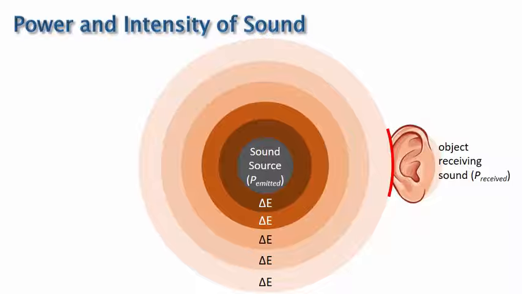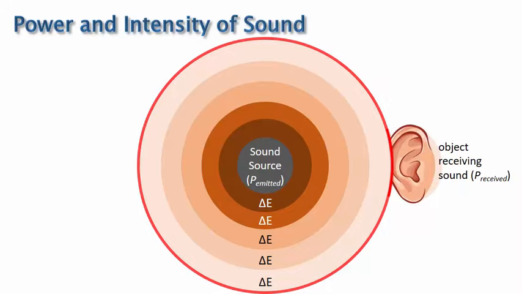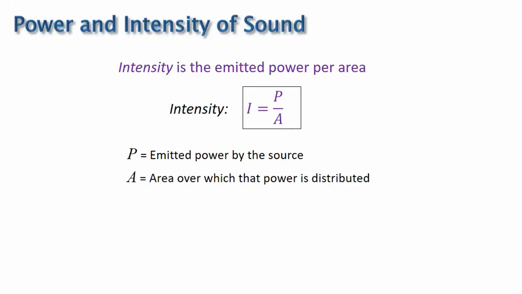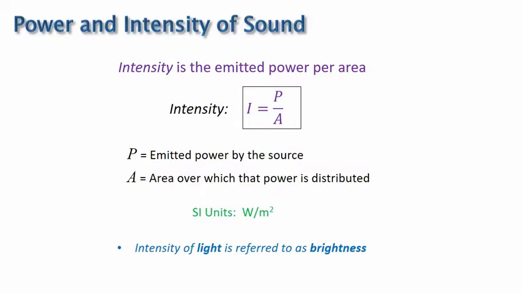The term intensity refers to how much the emitted power is spread out over an area such as this. So we define intensity as the emitted power per area. The equation for intensity, then, is the emitted power divided by the area over which that power is distributed. The SI units for intensity come from the equation and are watts per square meter. As a matter of usage, if we are discussing light, then intensity refers to brightness, and if we are discussing sound, then intensity refers to loudness.